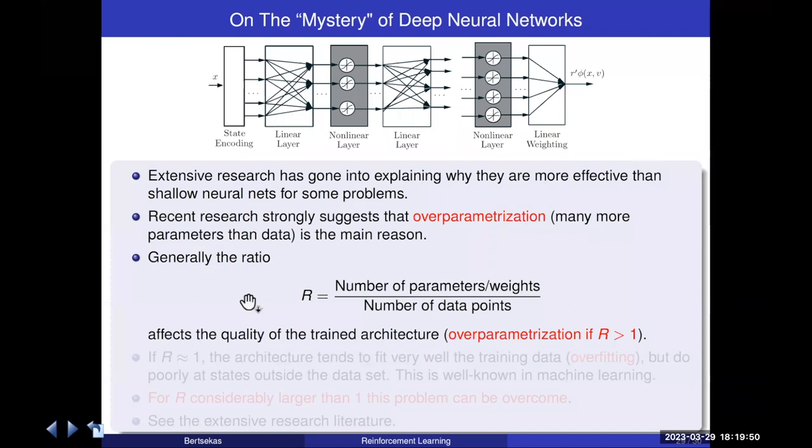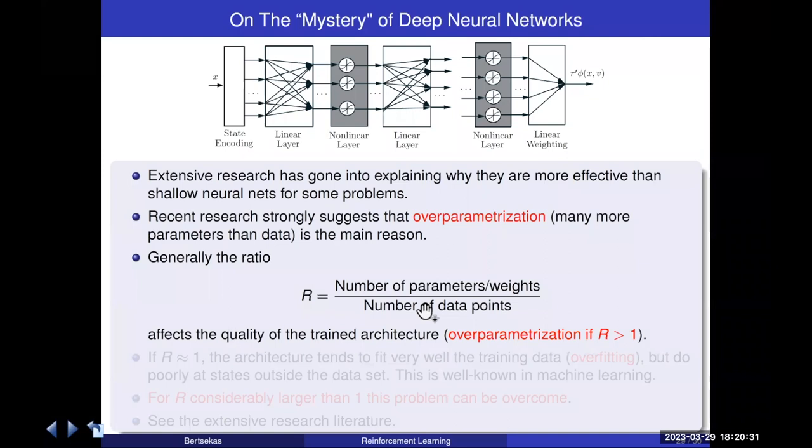Generally speaking, the critical parameter is R, the number of parameters over the number of data points. In the old days, if this R was close to one, that was called over-parameterization, which means that you have roughly as many data points as you have parameters. So when you do the training, the parameters are chosen to fit the data. And so you get an approximation architecture that fits the data very well, but does not do very well outside the data. So that was a fundamental problem, and the driver in the implementation of neural networks. You got to avoid over-parameterization.